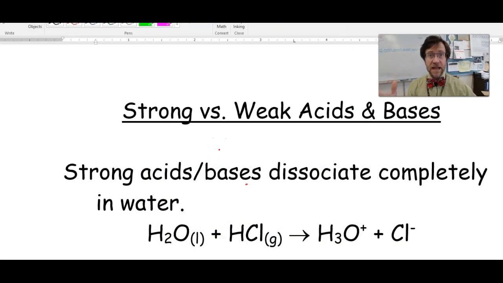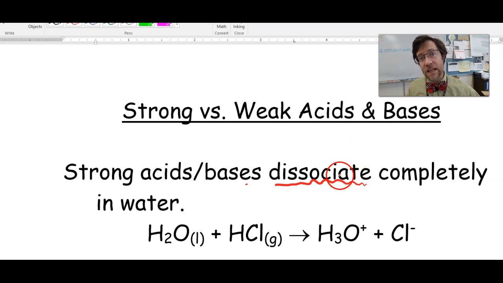What is it that makes an acid or a base strong versus weak? Let's start with the strong ones, because it's right there. So let's just do it. So strong acids and bases, what makes them strong is the fact that they dissociate completely in water. Now that's a really fancy word, and we should really dig in to make sure we know exactly what that means, because it seems like a pretty sciencey word.